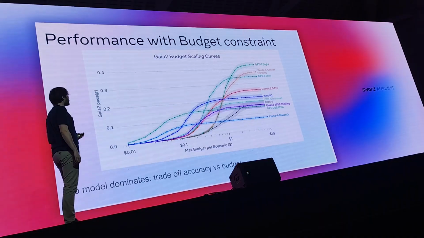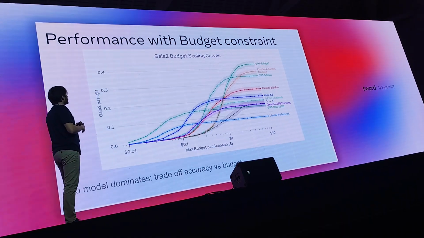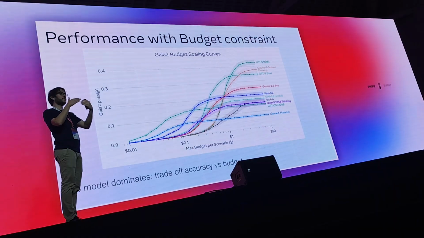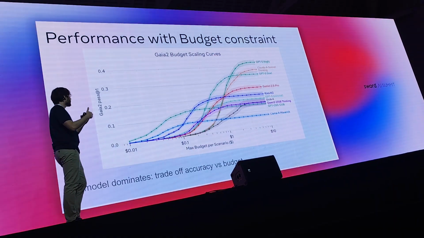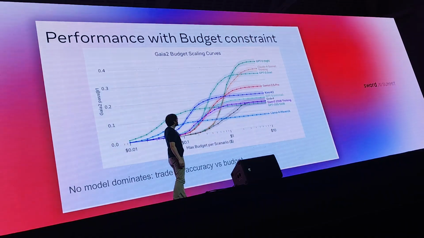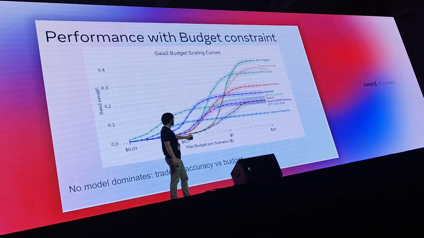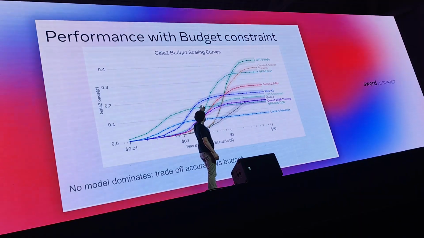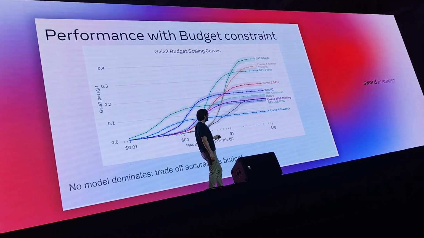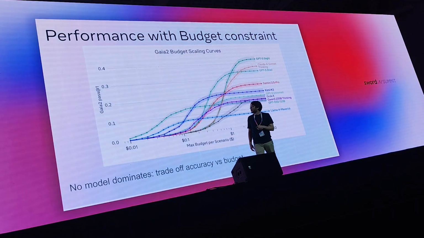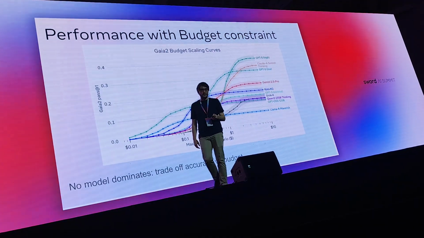And kind of the same thing, now we plot the performance you have if you have a constraint on the budget per scenario. So let's say if you have a small budget, then going with GPT OSS is a good choice. For an intermediate budget, open source models like Kimi K2 are maybe the best. And if you have a very high budget, going with proprietary models is also a good choice.